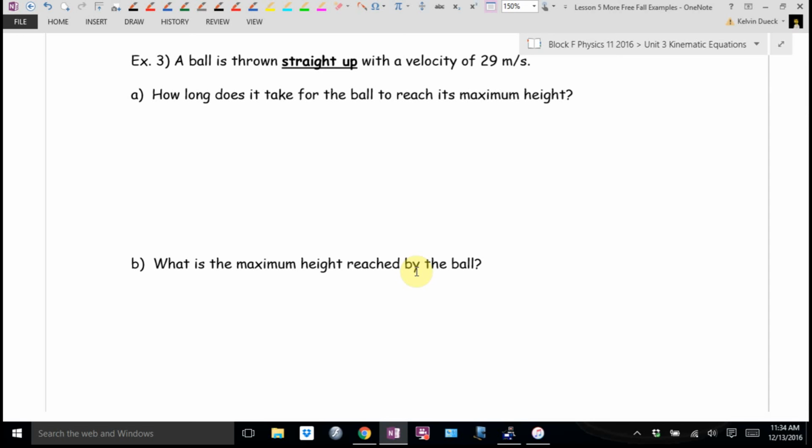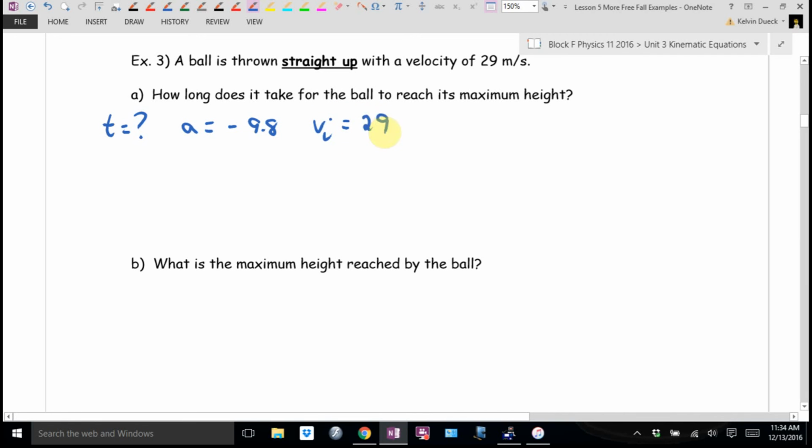What does part A want me to find? Yeah, time. I know A is negative 9.8. Even on the way up, it is slowing down at negative 9.8 meters per second squared. What did you say VI was, Asia? That's not enough. That's only 2 things. I need 3 things. There is something else that I know. There's a candy if anyone can spot it.